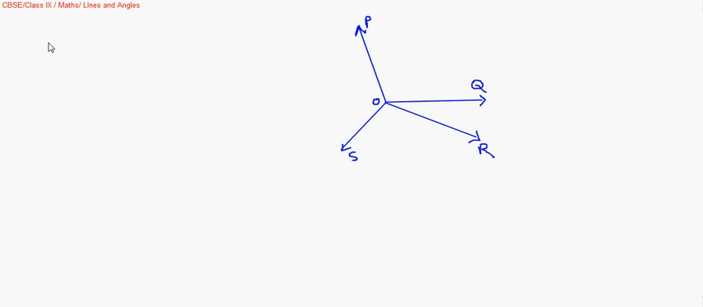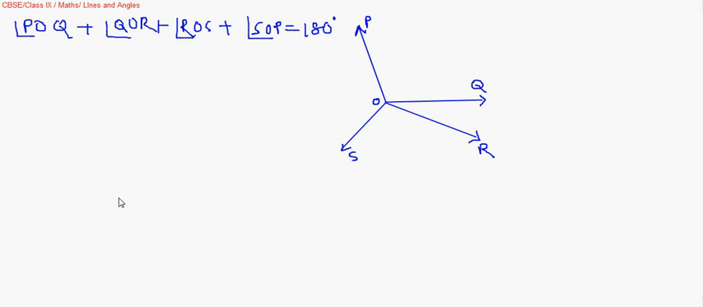the rule which we had discussed, that the sum of all the angles around a point will be 360 degrees. So we have to prove angle POQ plus QOR plus ROS plus SOP equals 180 degrees. Oh, sorry, we have to prove it to be 360, obviously. I made a mistake.